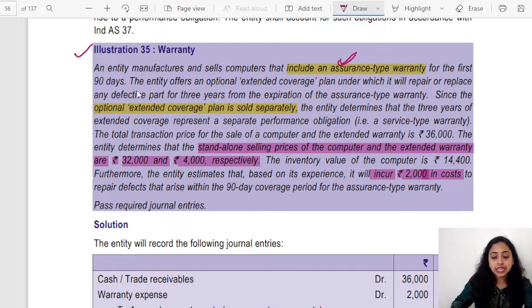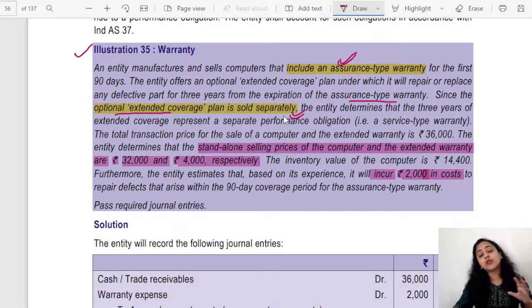For the first 90 days, the entity offers an optional extended coverage plan under which it will repair or replace any defective part for 3 years from the expiration of the assurance type warranty. Since the optional extended coverage plan is sold separately, go to your notes part. Please watch these videos only after understanding the concepts of Ind AS 115, after watching the previous lectures connected to Ind AS 115. So it can be sold separately.